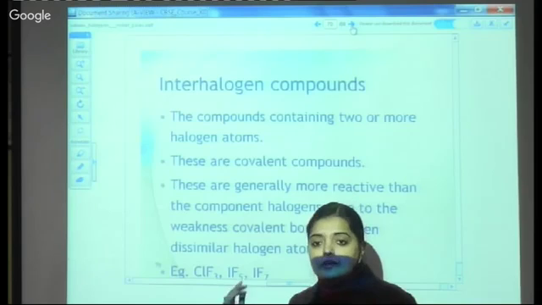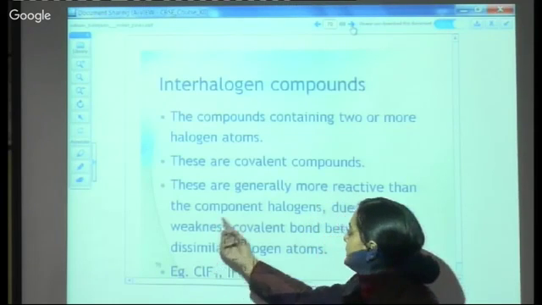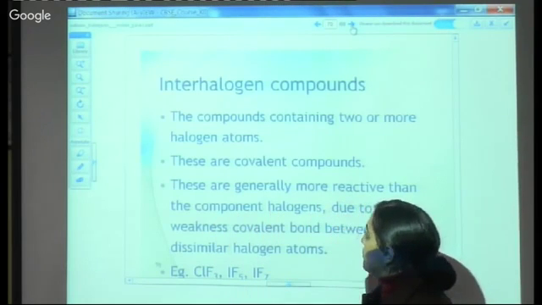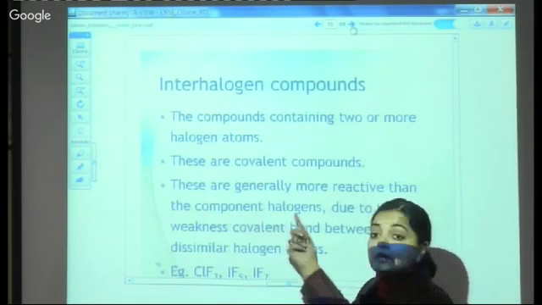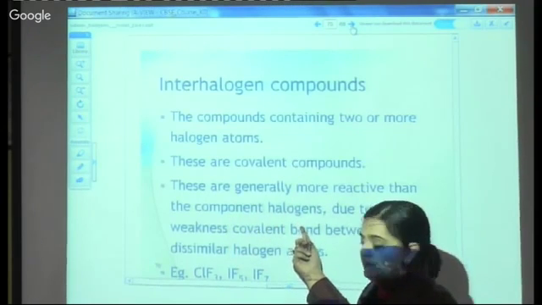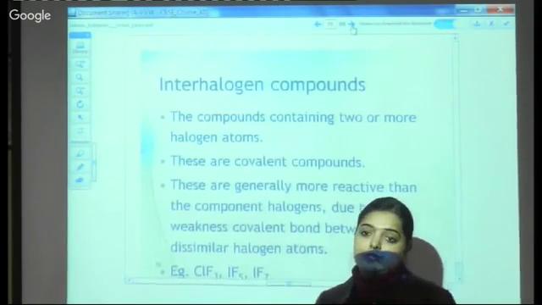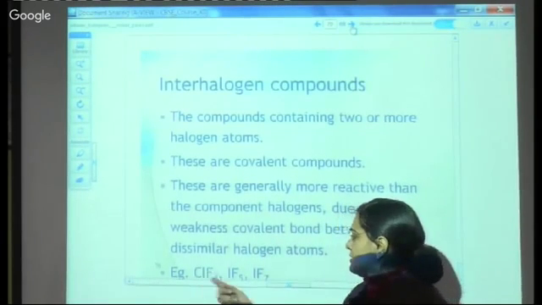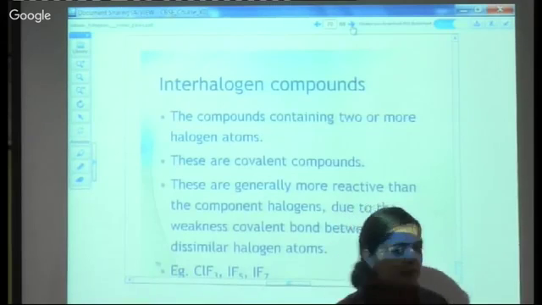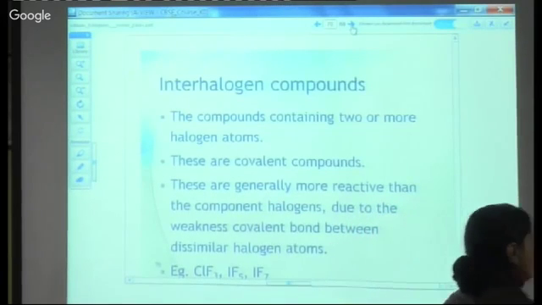So interhalogen compounds are more reactive than the component halogens even, due to the weakness of the covalent bond between dissimilar halogen atoms. So you get to see different interhalogen compounds. Let's come up with the diagram, or you can say the structure, of interhalogen compounds.